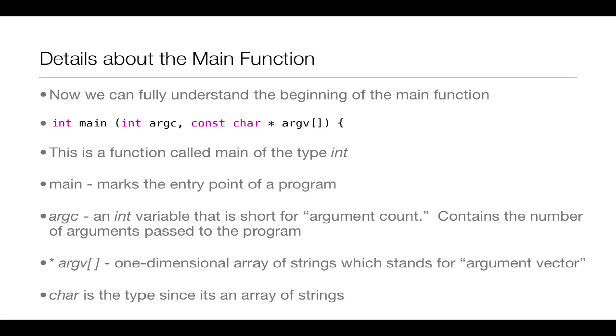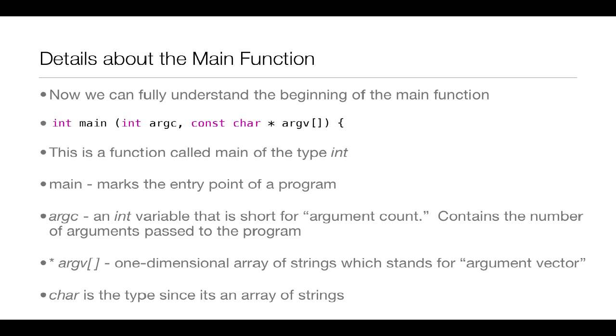Now that we understand that arrays can be used as arguments, I can go through what the arguments of the main function actually mean. Very quick refresher, of course you already know this, but this is a function called main of type int. Remember that main marks the entry point of a program. Now on to the new stuff.